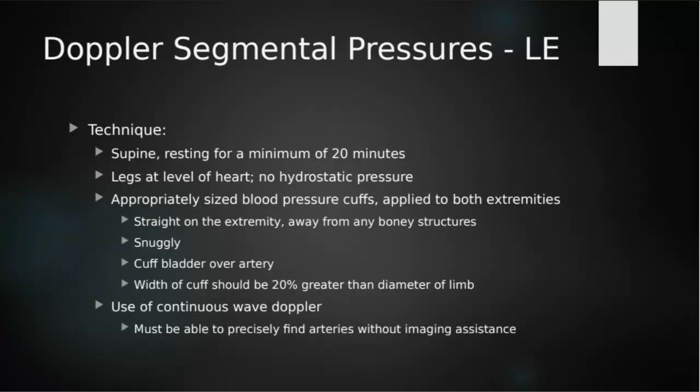So talking about our lower extremity technique: the patient is supine, and they have to be laying down for a minimum of 20 minutes. We need their heart to get down to a base level heart rate. Our legs need to be at the level of the heart so there's no hydrostatic pressure working on the arteries. And we need to make sure that our blood pressure cuffs are the appropriate size for our patient. We don't want them too big or too small. We want to make sure that our cuffs are placed straight on the extremity. So regardless of how that patient's thigh is shaped, they are straight on the patient's leg.